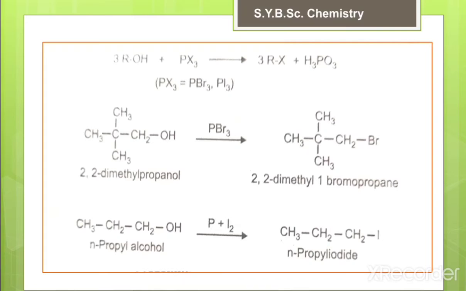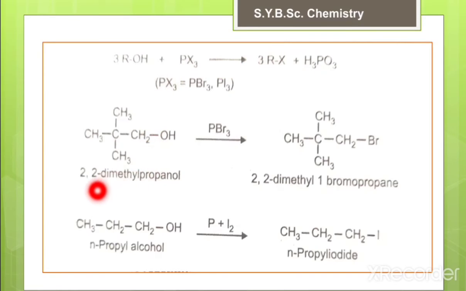Here, this is alcohol, 3 moles of alcohol, ROH, plus PX3. That means phosphorus halide, PX3, it may be PBr3 or PI3. And here, in the simple reaction, the OH is replaced by X. That means we get the alkyl halide.